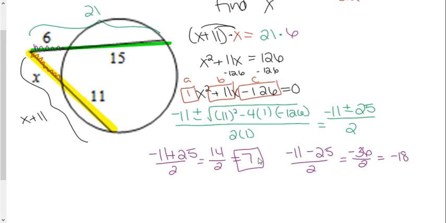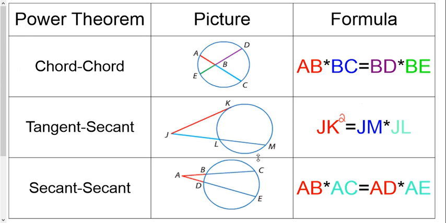So to review everything, we were given three power theorems. We were given the chord-chord, which looks like this. It was just two chords inside of a circle. Tangent-secant, which was a tangent line and a secant line. And secant-secant, which was two secant lines. So to review what the formulas were. For a chord, that was one part of the chord times its other part is equal to one part of the second chord times its other part.